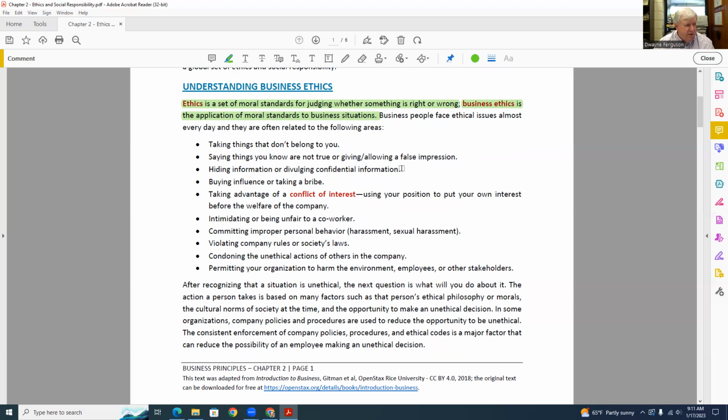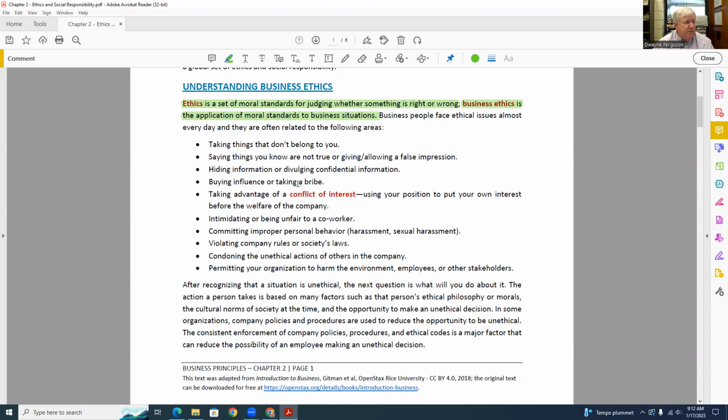Saying things that are not true, or giving a false impression. I'm going to give you a good example of this one in a minute, but things like, what if you lie on your resume? Is that unethical? I'll give you a good example of one that's happening right now. Hiding information or divulging confidential information. If you work for a company and you work with maybe sensitive product information, you don't want a competitor to see that information. What duties do you have to your company? We cover this in business law, but anyway, that could be an ethical dilemma.